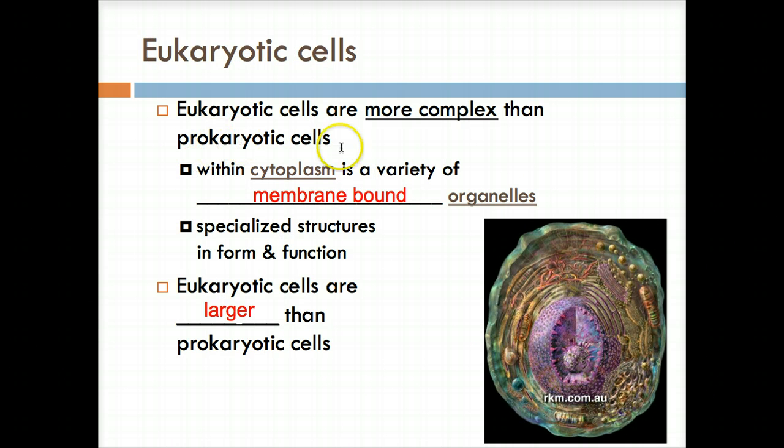Eukaryotic cells, as we said in the past, are much more complex than prokaryotic cells. Within the cytoplasm, we have these membrane-bound organelles. I referenced earlier that an organelle is just like a tiny organ. Just like you have organs, like the heart and a digestive system, which is made up of organs like the small intestines, stomach, and large intestines, the eukaryotic cell also has these tiny little organs which carry out specific functions. These organelles are specialized in structure, form, and function, and they're much larger than prokaryotic cells.